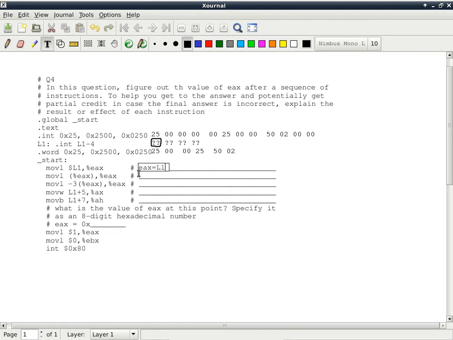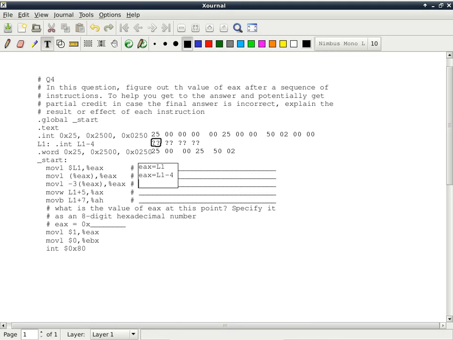What does the second instruction do? The second instruction is move indirect from EAX to EAX. In other words, I will look at EAX right now and treat it as an address. Go to that location, grab not only that byte, but also the 3 bytes following that single byte, and copy those 4 bytes into EAX. What turns out to be at that location? L1 minus 4. So after the second instruction, EAX equals L1 minus 4. Is that making any sense so far?